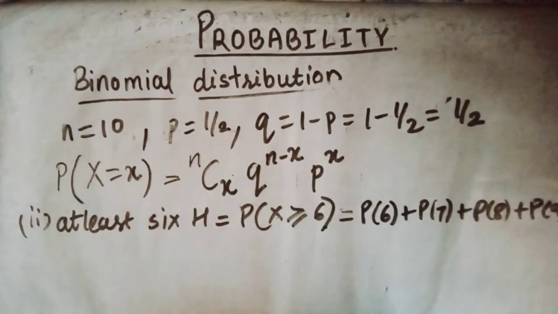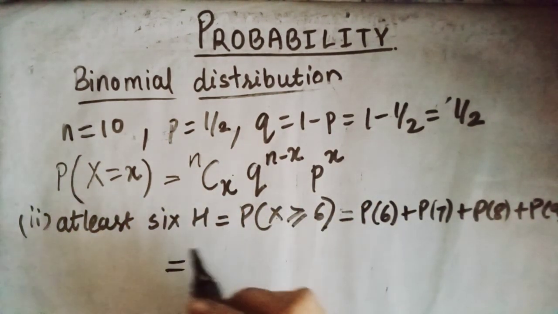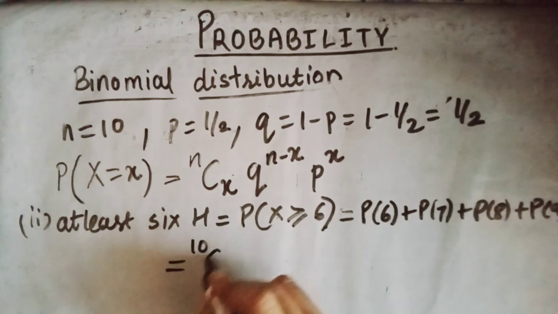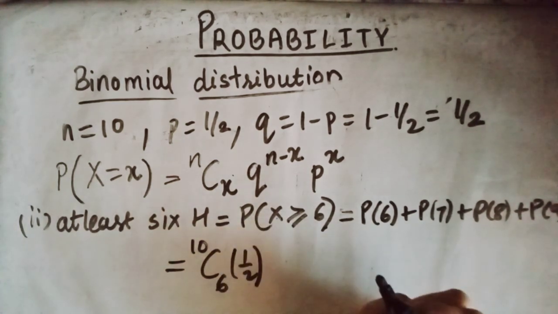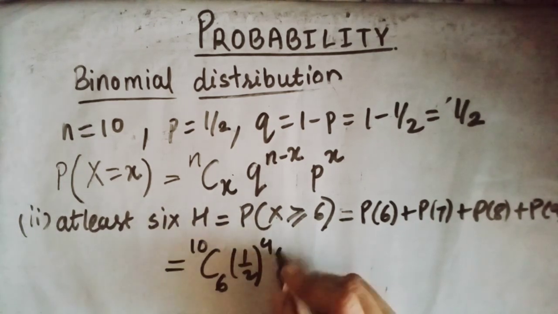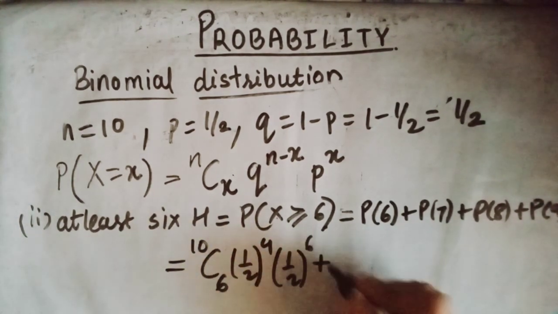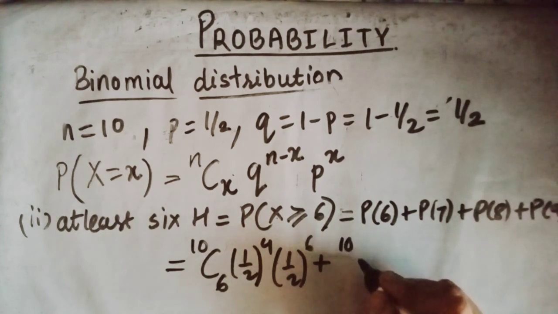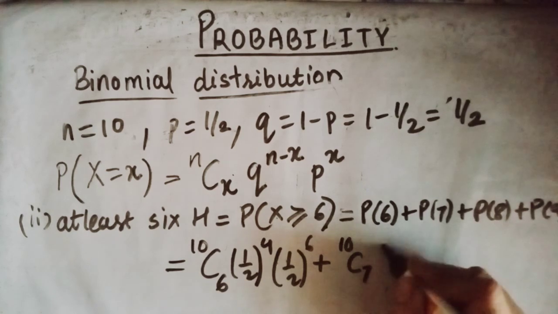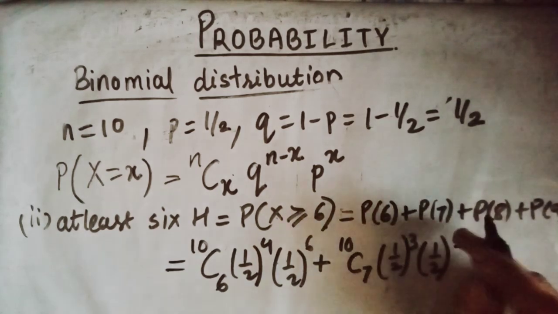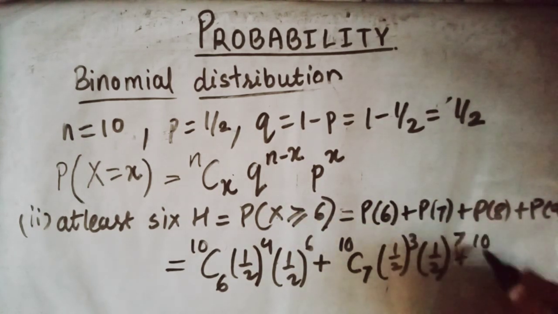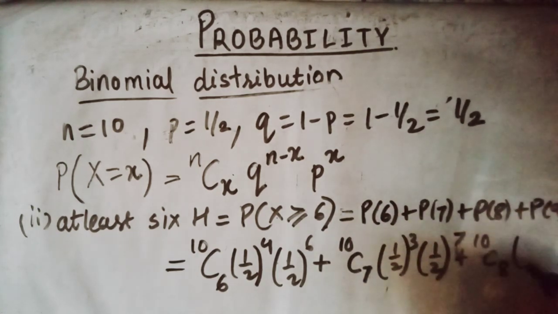Okay, so for each you have to use this formula. For x is 6, it is 10c6 (1/2) raised to 10 minus 6, that is 4, (1/2) raised to 6, plus 10c7 (1/2) raised to 3, (1/2) raised to 7, plus 10c8 (1/2) raised to 2 and (1/2) raised to 8.